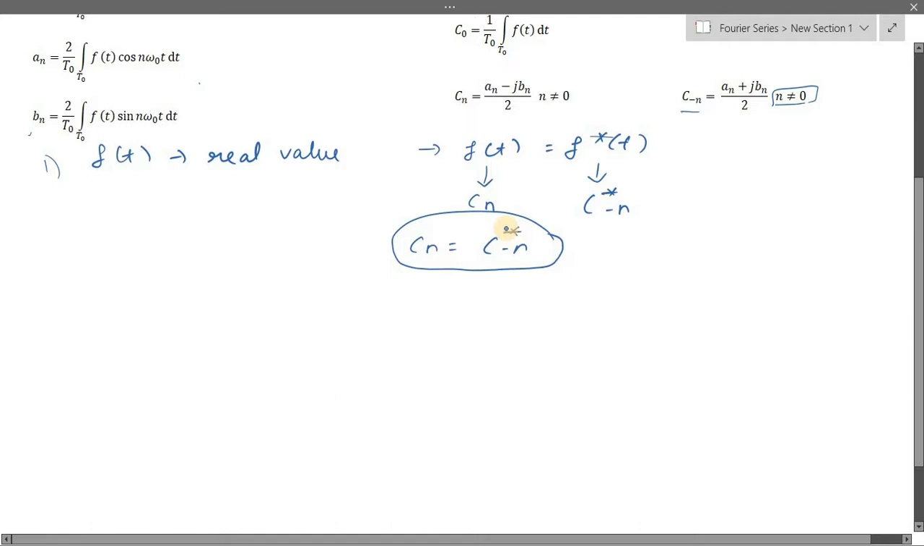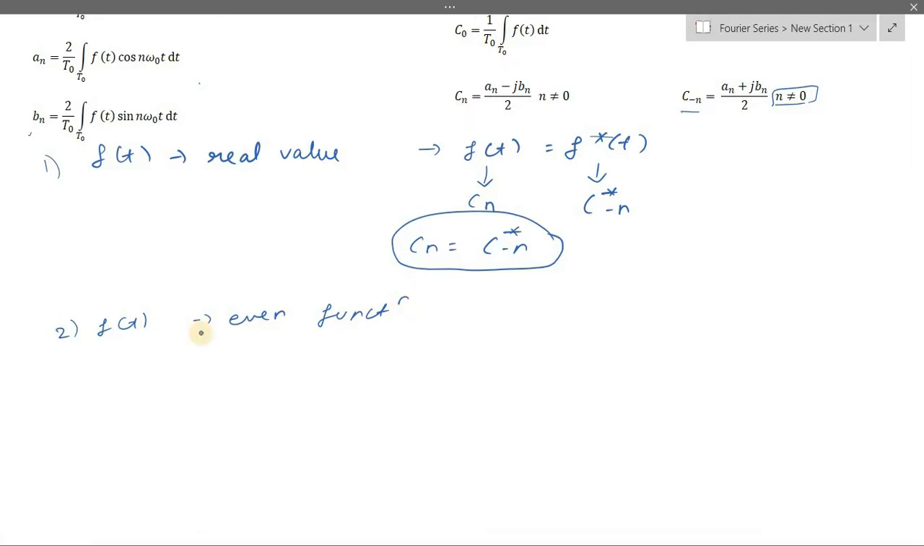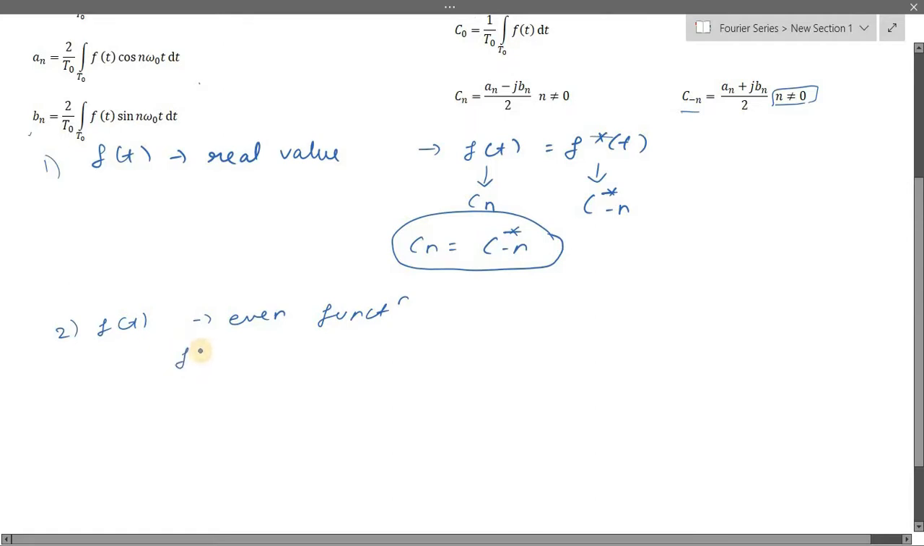Okay, now let's move on and see f of t when it is an even function. Only even function, I'm not mentioning anything about real valued or complex valued. So when your f of t is an even function, you know that the criterion will be f of minus t equals f of t. f of minus t ka Fourier coefficient is c of minus n, f of t ka coefficient is c of n. So when your f of t is even, your c of n will be equal to c of minus n, right?